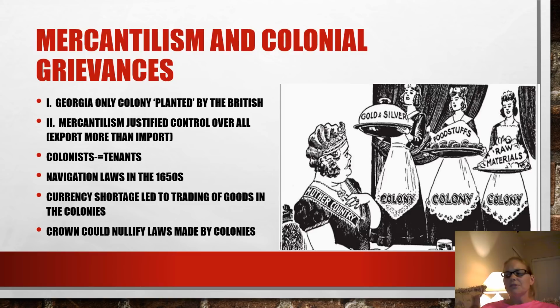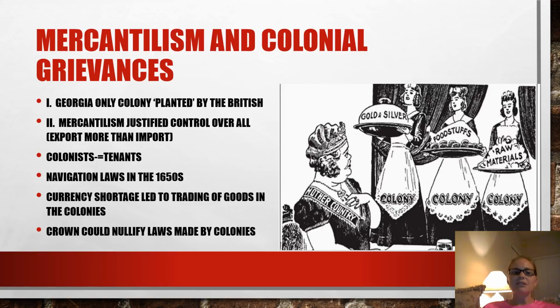Okay, so what's the problem here? One of the biggest things is economically the system of mercantilism and then colonial grievances. So a big picture here, Georgia is the only colony planted by the British. All the other colonies were set up by royal companies, businessmen who own land, proprietor colonies, or for religious purposes. They got different charters. The only one that was actually planted by the British was Georgia. And we learned James Oglethorpe had set it up for a couple different reasons, really to serve as a buffer between the Spanish and the French and the Americans, the British.